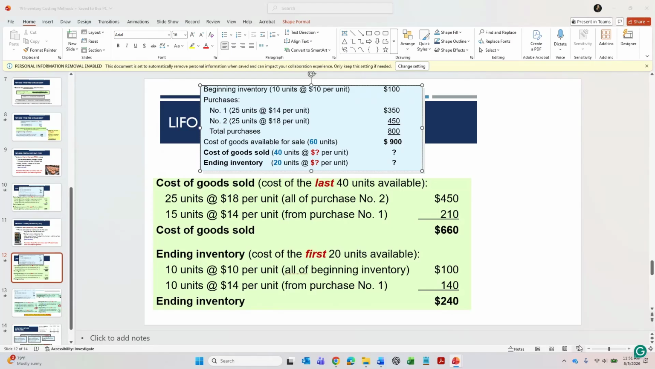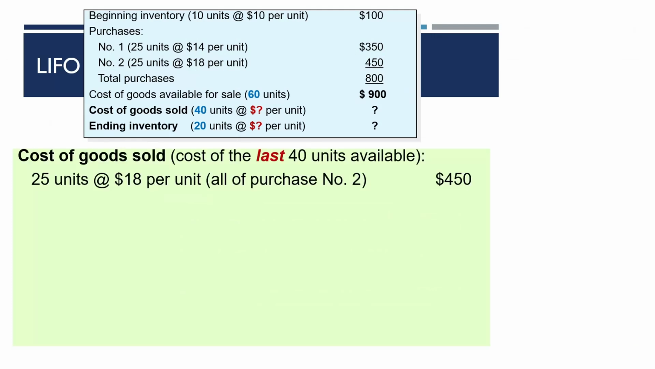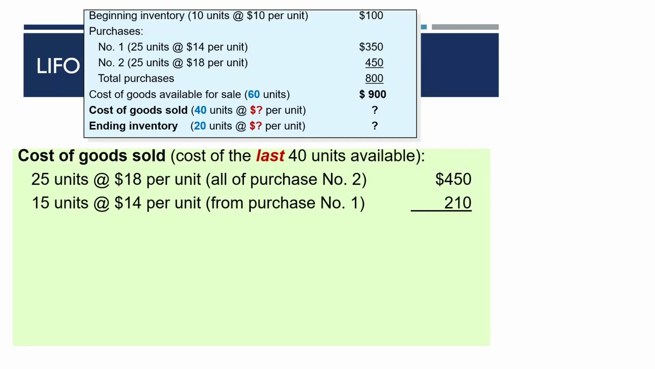For the same wet umbrellas company, we will say the cost of goods sold first gets the most recent purchase. So we're going to take purchase number 2, which is 25 units at $18 per unit, and assign that to the expense first. And we're going to take 15 more units from purchase number 1, which is a little bit older. So 15 units at $14 per unit. And then we stop, because once we do that, 25 plus 15, we have fully accounted for the 40 units that we have sold. The cost of goods sold is going to be $660.